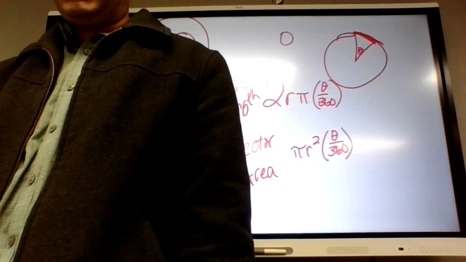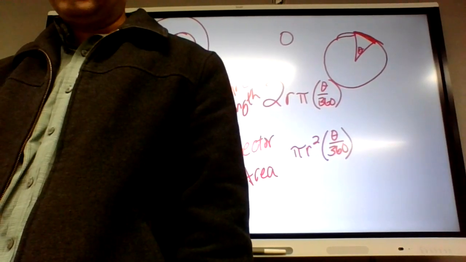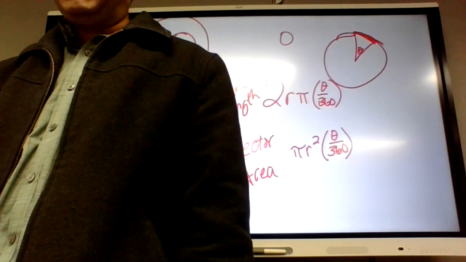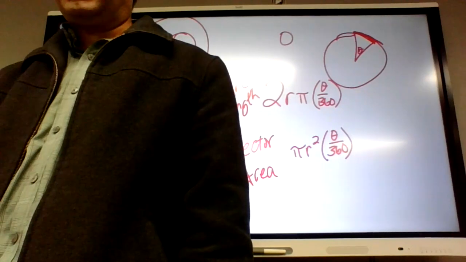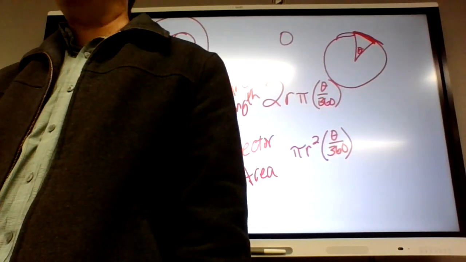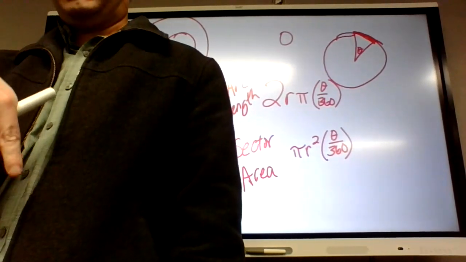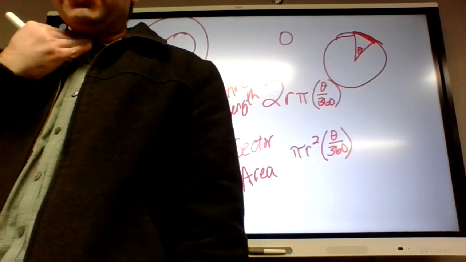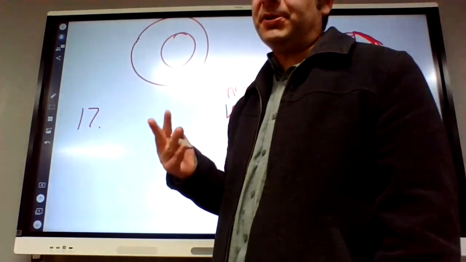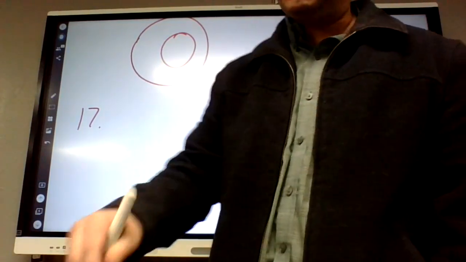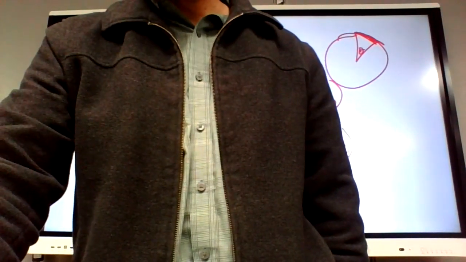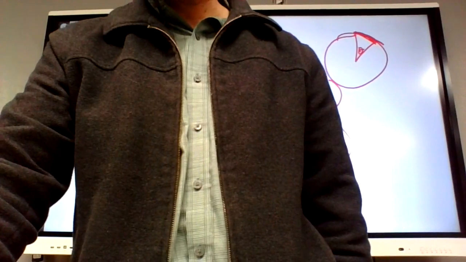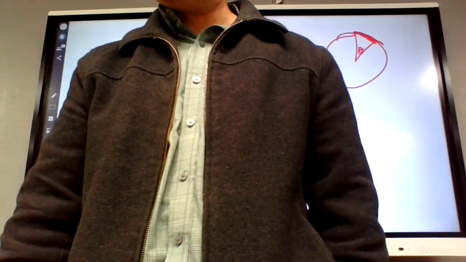On 17, they're actually giving us the arc length, and we have to work backwards to find the radius. It's kind of the opposite of 16. On 16, you have to find the arc length. So I'm just going to use the arc length formula. We did a couple of these. It says, find the circle's radius and the area of the sector defined by a 20-degree arc.